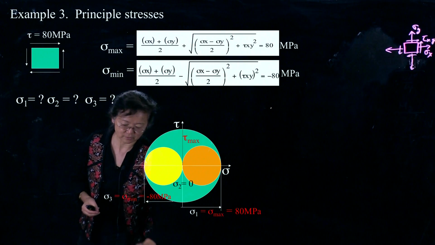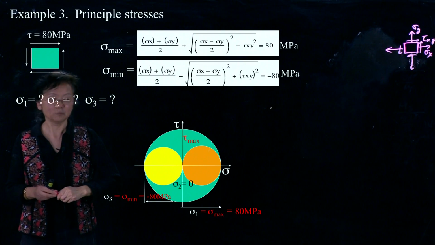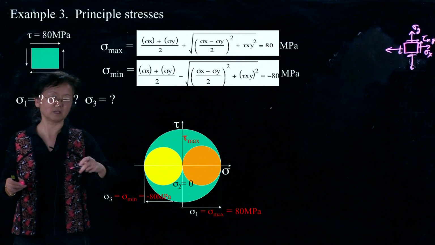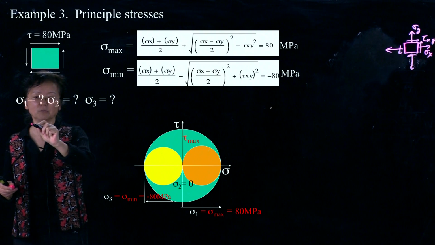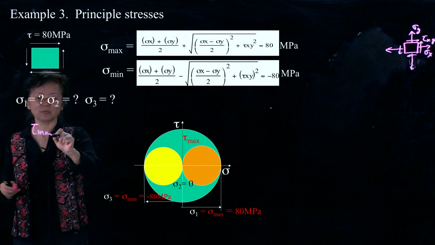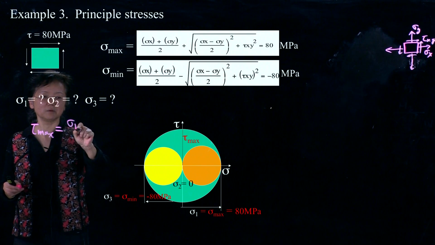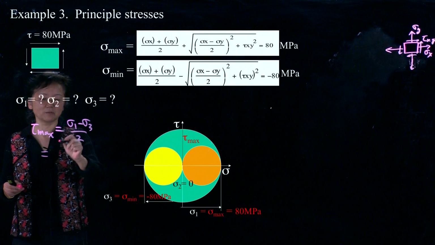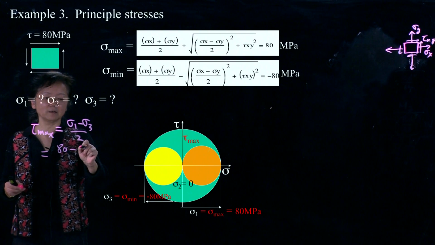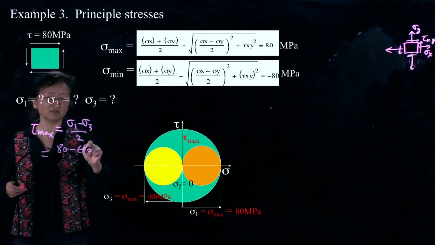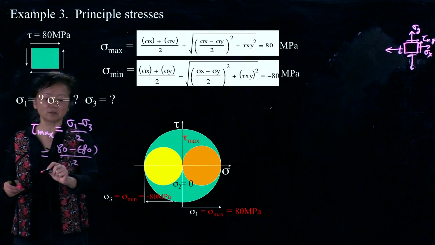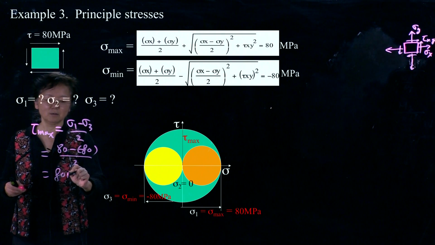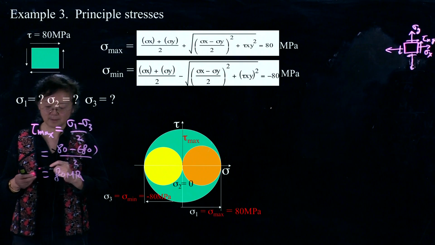I can also just simply go by what we talked about, sigma 1 minus sigma 3. Maximum shear stress equals sigma 1 minus sigma 3 divided by 2. Sigma 1 is 80, and minus sigma 3 is negative 80, divided by 2. So this ends up with 80 megapascal.